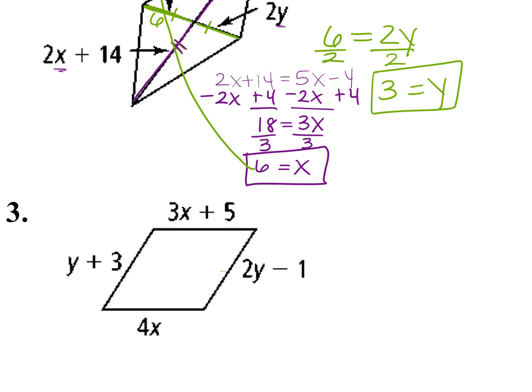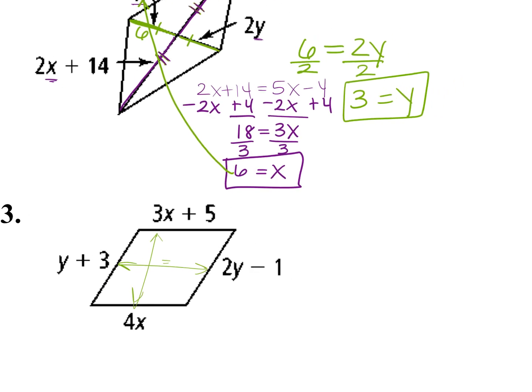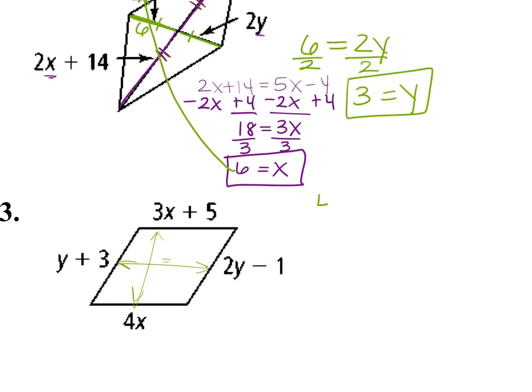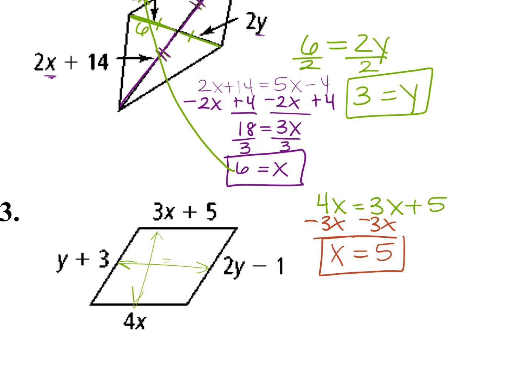So we're going to set these two equal, and we're going to set these two equal, okay? So the one is going to be 4x equals 3x plus 5. That one's lovely to solve because it's very simple. Take away a 3x and you get x equals 5. Okay, so that's solving for your x's.